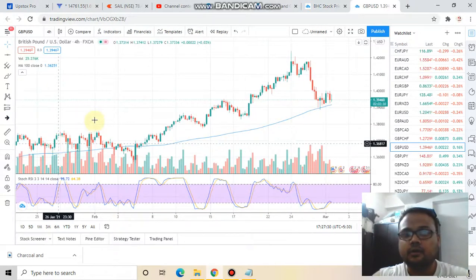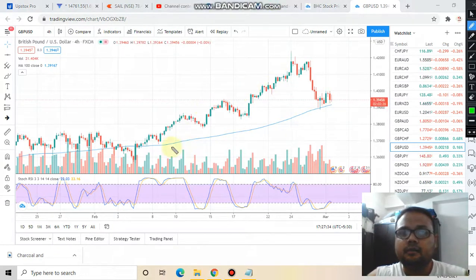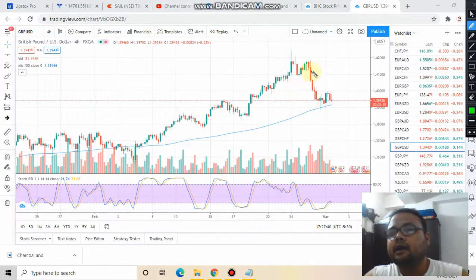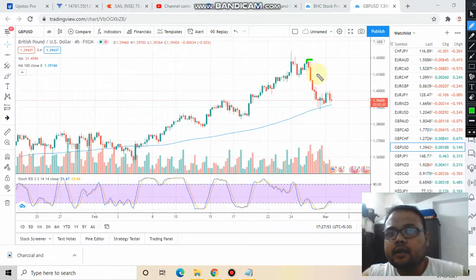Okay. After switching to the 4 hours time frame, we can see that market is still continuing the uptrend. Okay, market is still continuing the uptrend, and when market was under heavy selling pressure, when the sellers were very dominating in the last trading session, still market managed to take support at the 100 moving average in the 4 hours time frame. And the stochastic RSI is also in the oversold zone.